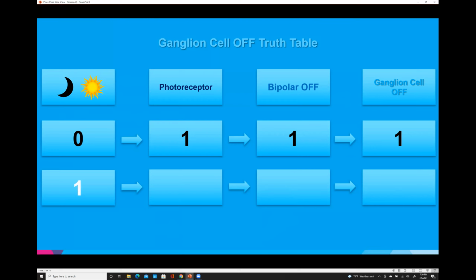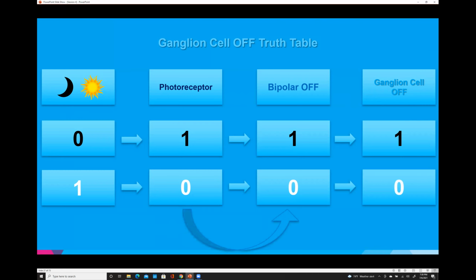So if the light is active in this case, then what is the photoreceptor? It is inactive. You got it. Which means what happens to the bipolar off? Which is also inactive. Correct. Which means what happens to the ganglion off cell? Which is inactive as well. Correct. So you have the concordance.